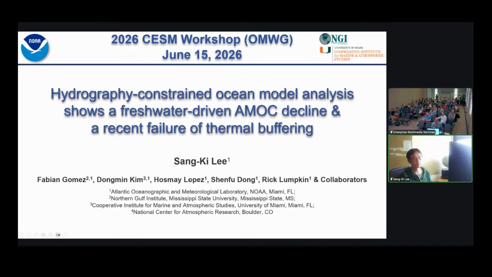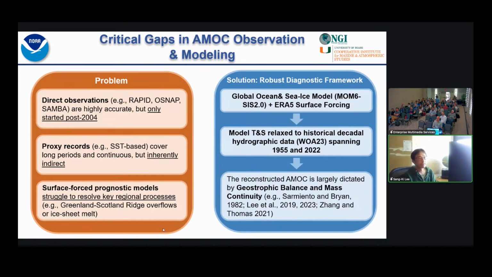Can you see my slide? Yes, we can. Okay, so you see that the title has changed, but the main goal is the same, which is to estimate the long-term changes in the Atlantic Meridional Overturning Circulation, or simply AMOC, since the mid-1950s, and to understand the drivers. However, there are some critical gaps in AMOC observations and also modeling to achieve this goal.